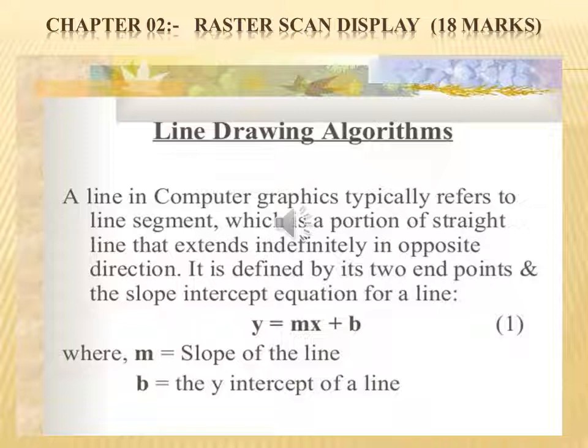A line in computer graphics typically refers to a line segment, which is a portion of a straight line that extends indefinitely in opposite directions. It is defined by its 2 endpoints, and the slope intercept equation for a line is y = mx + b. Here m is the slope of the line, and b is the y intercept of the line.